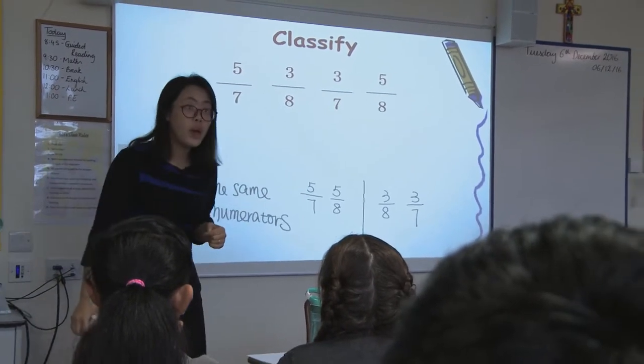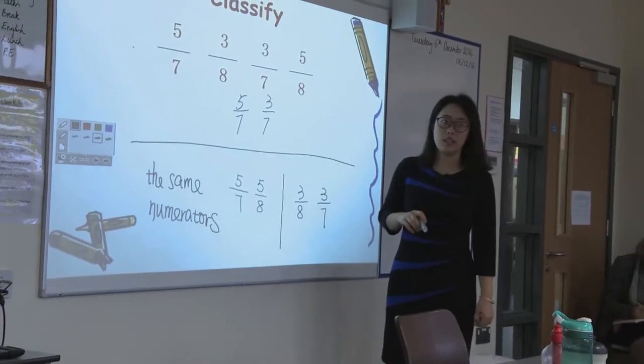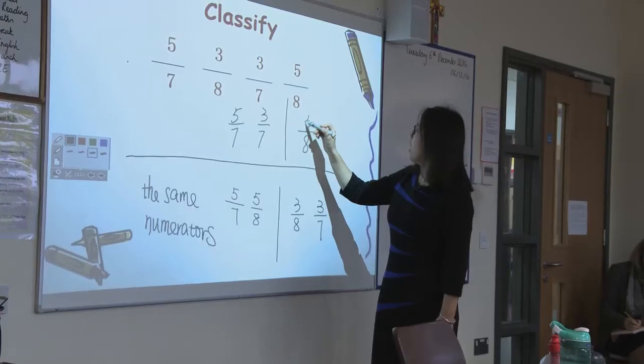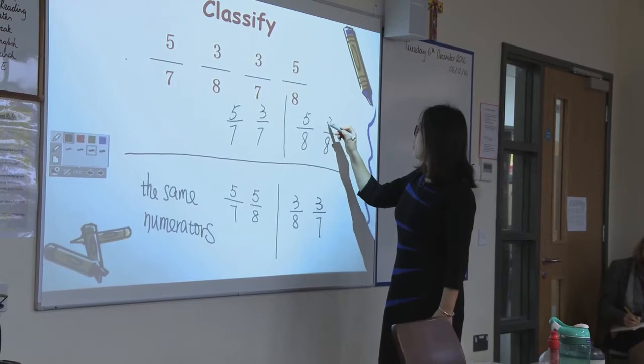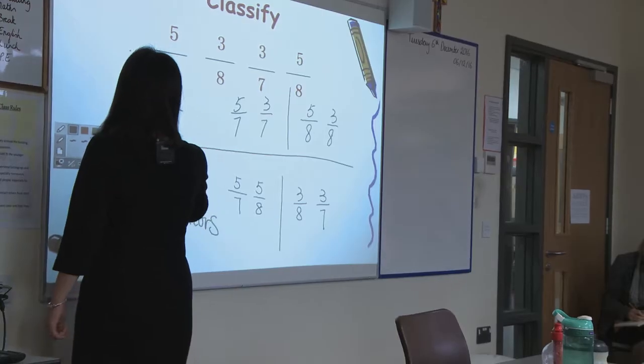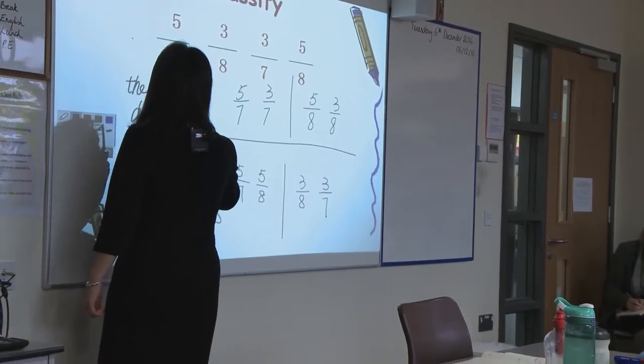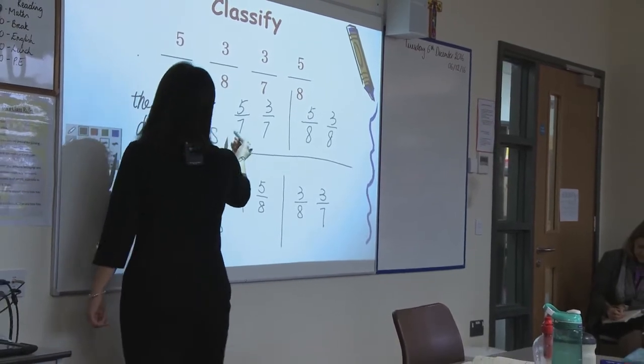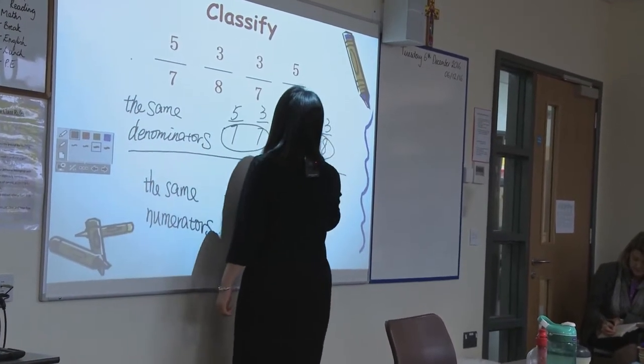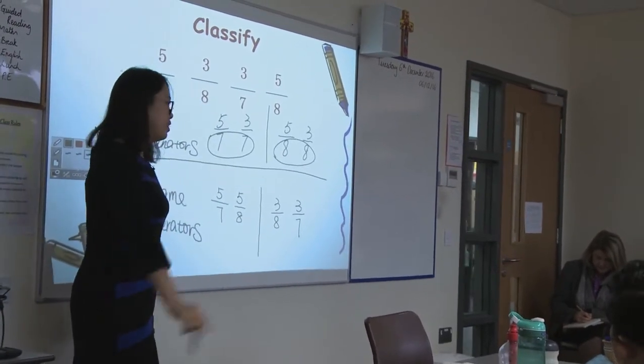Do you have any other ways to classify them? 5/7 and 3/7, and 5/8 and 3/8, because they have the same denominators. Right? Okay, sit down, please.